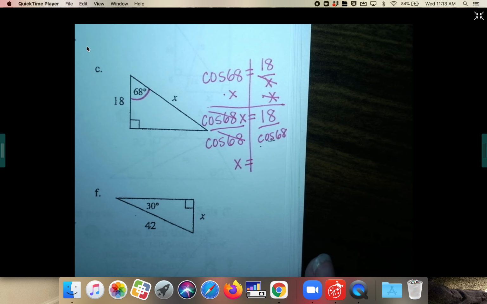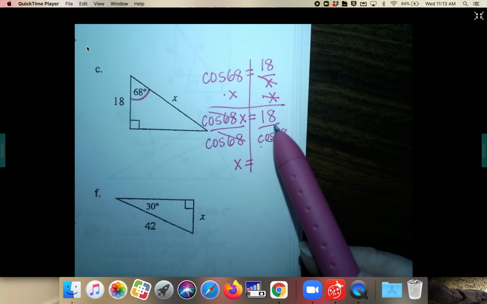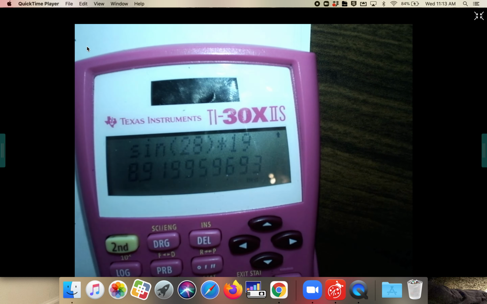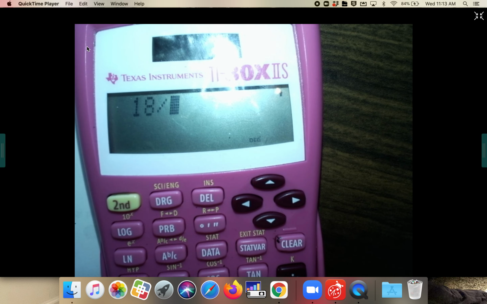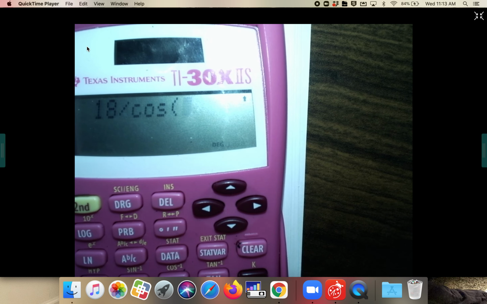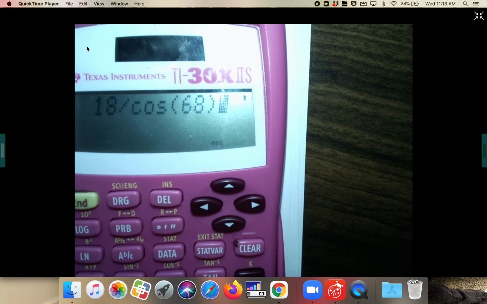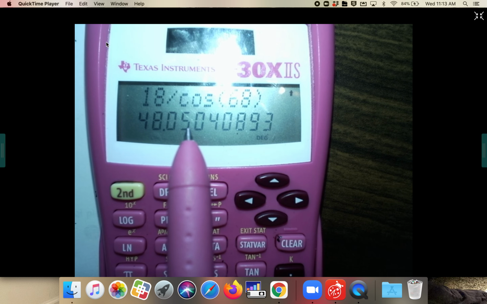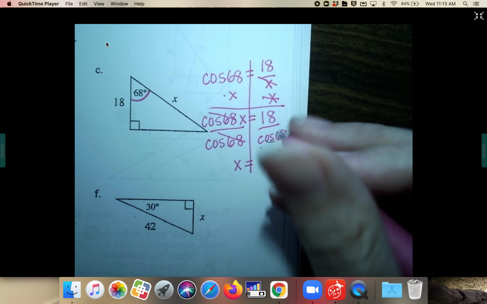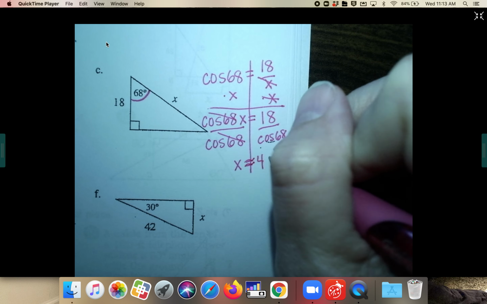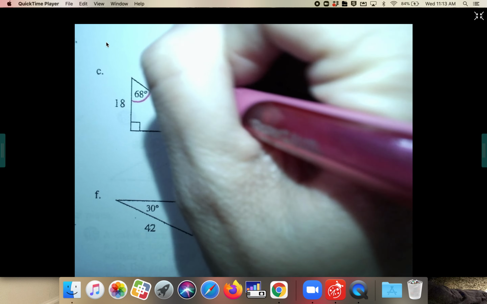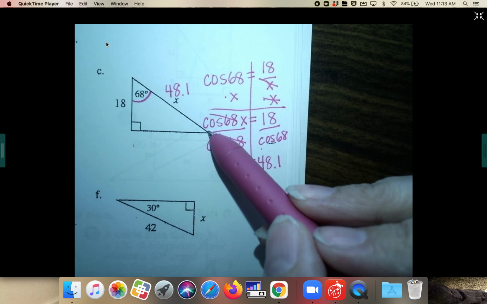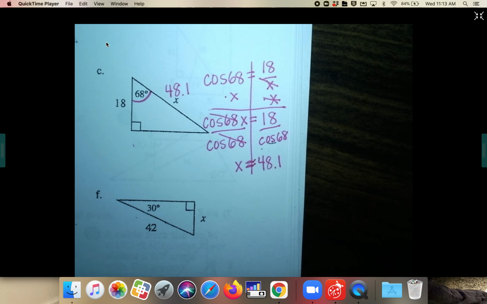All right, so in your calculator, you are going to put 18 divided by cosine 68. So 18 divided by cosine, so click your cosine button this time, 68, close your parentheses, equals, should be about 48.1. And let's see if that makes sense to our problem. Yes, because the hypotenuse is the longest. 48.1, if our short leg is 18, seems like it's a good choice.